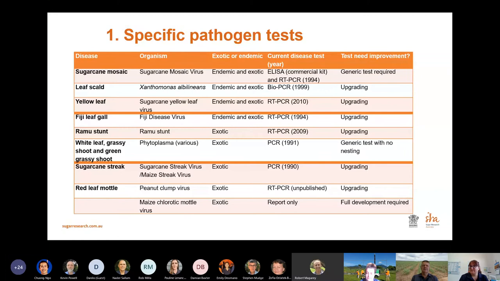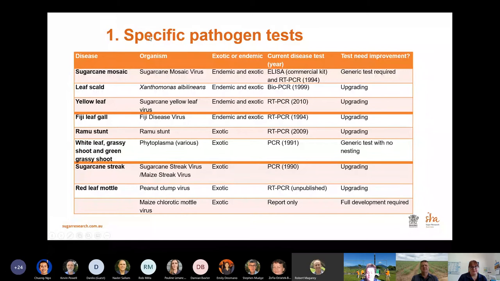So I don't expect you to memorise this entire table, but basically what I want to point out is that we have a range of diseases here which, when we looked at what we had and what we were using as our current tests, some of these are very, very old. Some people on this seminar may be younger than some of the tests we use. So obviously there's room for improvement in our diagnostics.